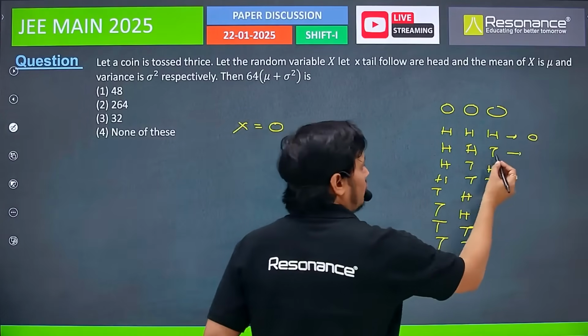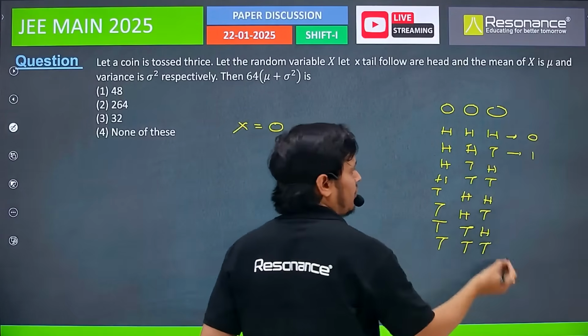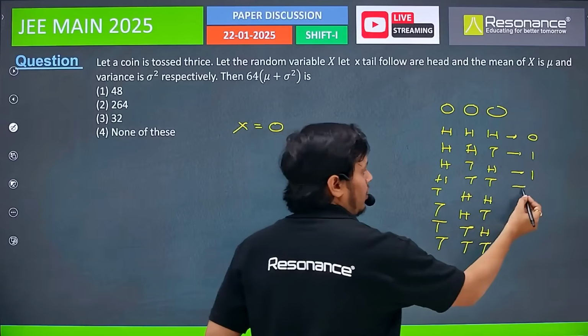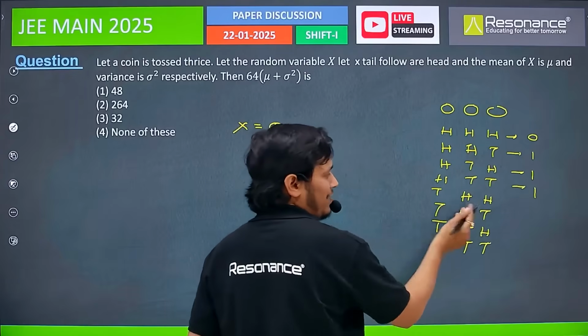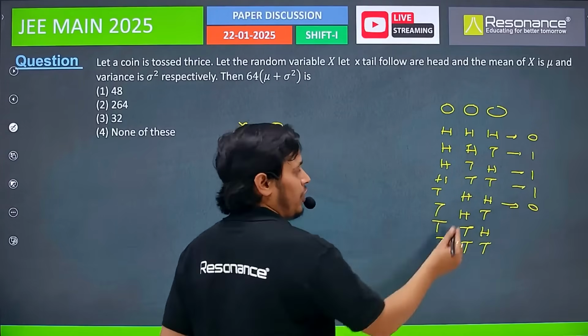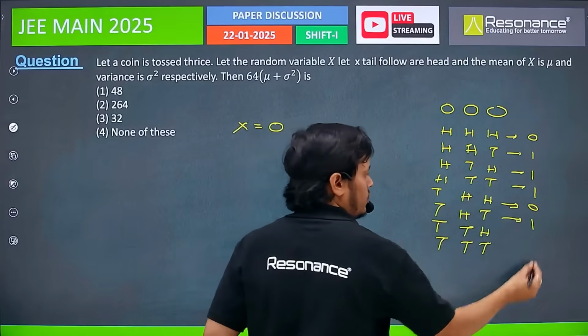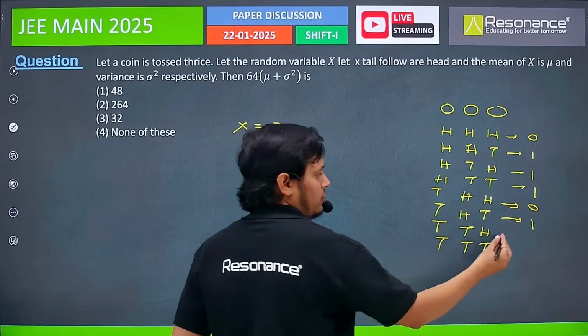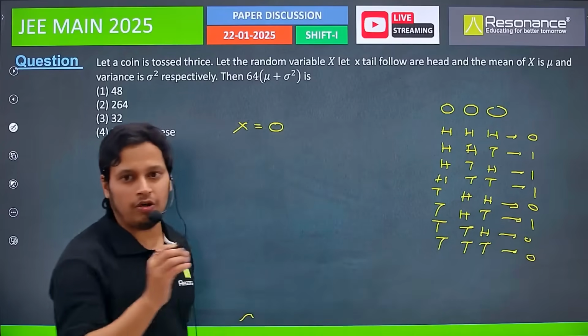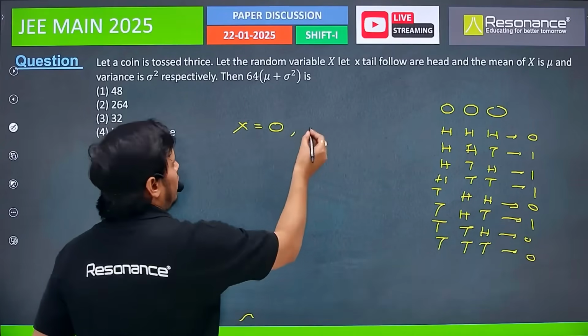In this case, the number of tails followed by head is 1. Here tail followed by head, that is 1. Tail followed by head, that is 1. There is no tail followed by head now, so here it is 0. Here tail followed by head is 1. Then 0, and 0. Okay, so there are only two possible values of X, 0 and 1.